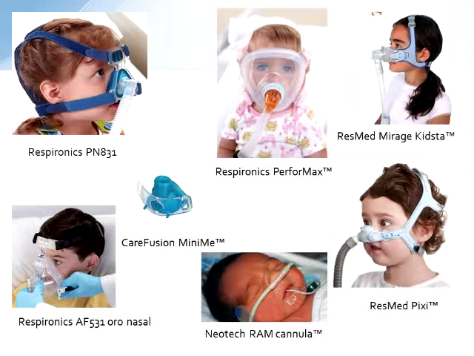The Respironics Performax has been approved for kiddos 1 year or older. The KidSta, like the AF531, really is for bigger children, as you can see in the photo. The ResMed Pixie is a nice one that is specifically designed for kiddos between 2 and 7, although we have used it for kids younger than that in some cases. CareFusion Mini-Me also works for little bitty guys. We just sent a kiddo that was 8 months old home using a CareFusion Mini-Me and it worked pretty doggone well for that child.